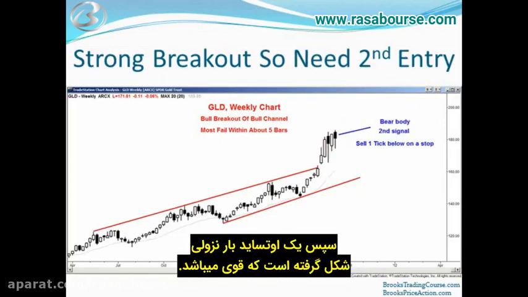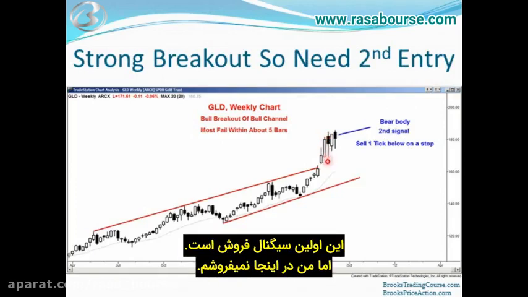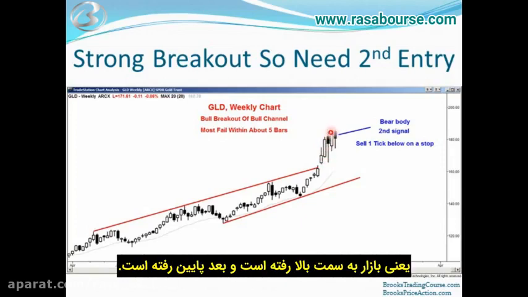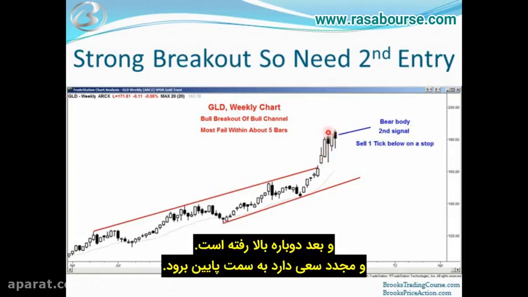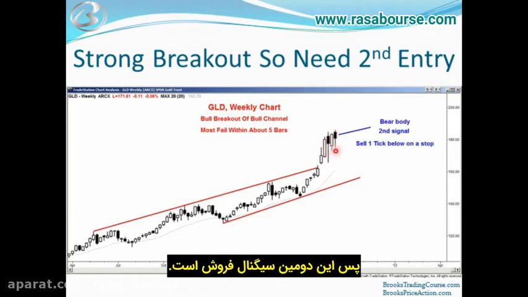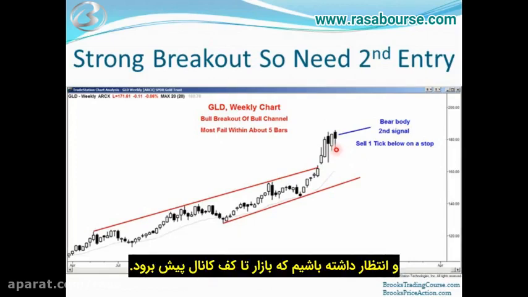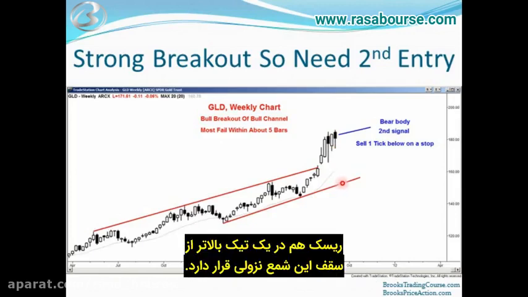Alright, so we had a strong outside down bar, and that would be the first signal, but I would not take it. And now we have a micro double top. Okay, the market went up and down, and then up and is trying to go down again. This would be a second signal short. So I think it's a reasonable trade to sell 1 tick below its low and go for a test of the bottom of the channel, risking to 1 tick above the high.